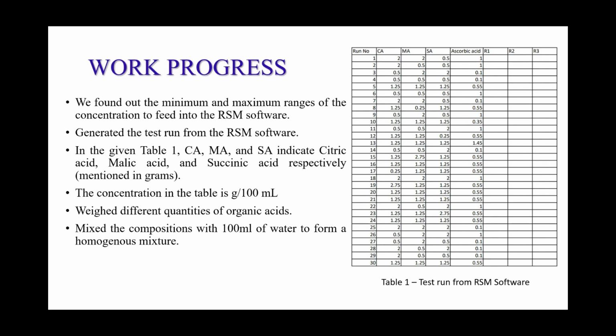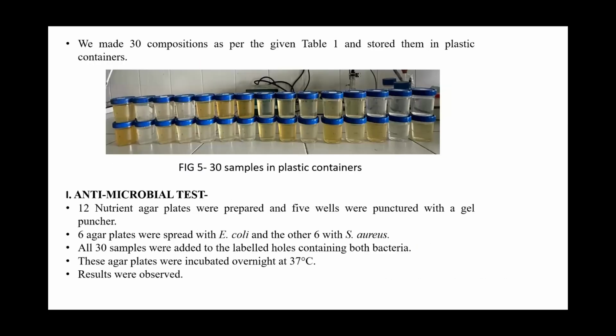The concentration in the above mentioned table is gram per 100 ml. So we weighed different quantities of organic acid. Then we mixed the composition with 100 ml of water to form a homogeneous mixture. These are the 30 different samples as per the given table one that we stored in plastic containers.